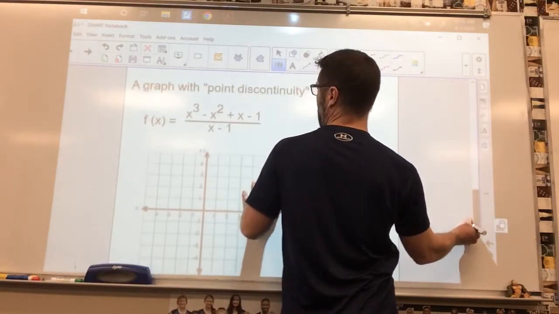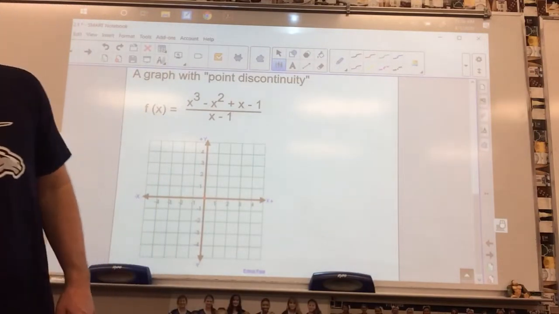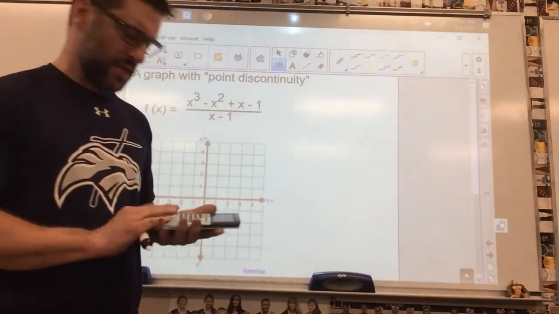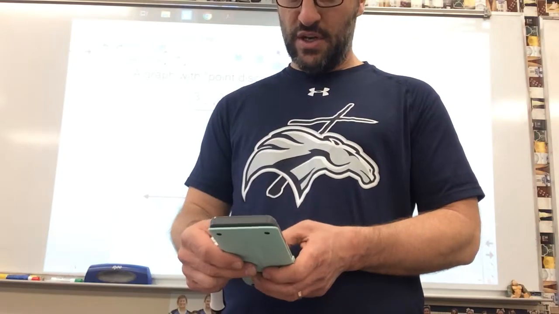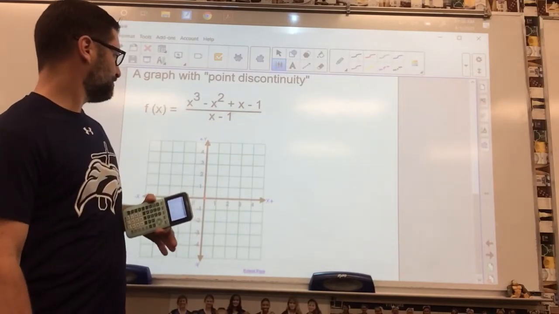Okay, so a graph with point discontinuity. Now, I don't completely expect you to know what this graph looks like. In fact, I'd be shocked if you did. But you should be able to put it on your graphing calculator. So I'm going to do that now. What I want you to do is either grab Desmos or grab your graphing calculator, and let's look at that.